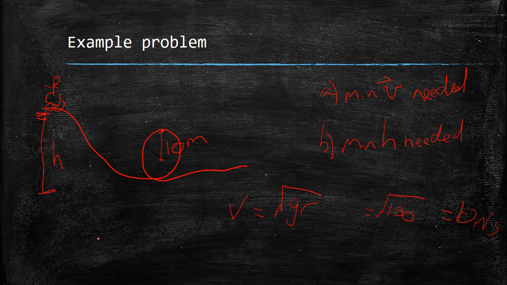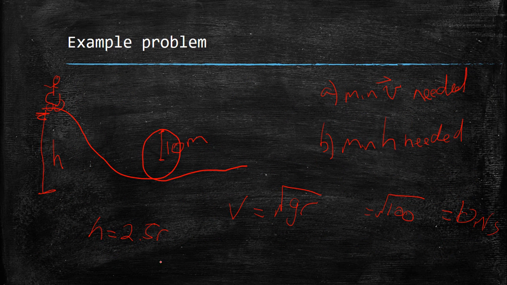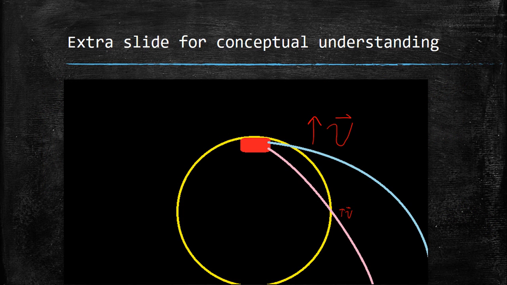Well, if we remember, the minimum h needed is equal to 2.5r. We can go back, we can see that. Yep. And so if the radius is 10, 2.5 times 10 equals 25 meters. And so we need h here to be 25 meters, and we need the velocity at the top of the circle to be 10 meters a second. So that's basically the derivation and application.